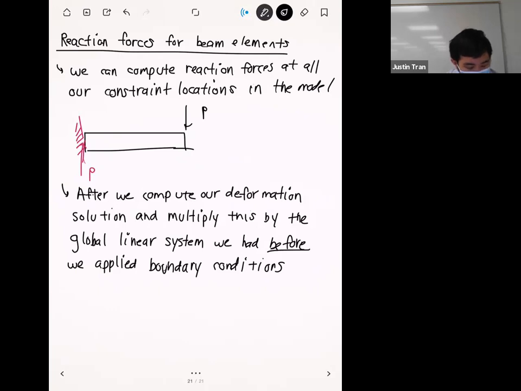Okay. But I did want to talk about a little bit more intuition behind this, just so that you can kind of check your results. All right. And so whenever you get a non-zero reaction force, it can be in one or two situations.